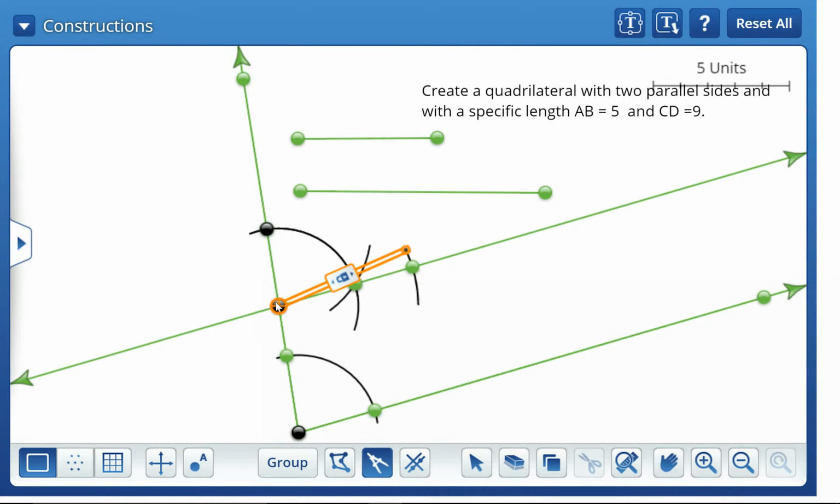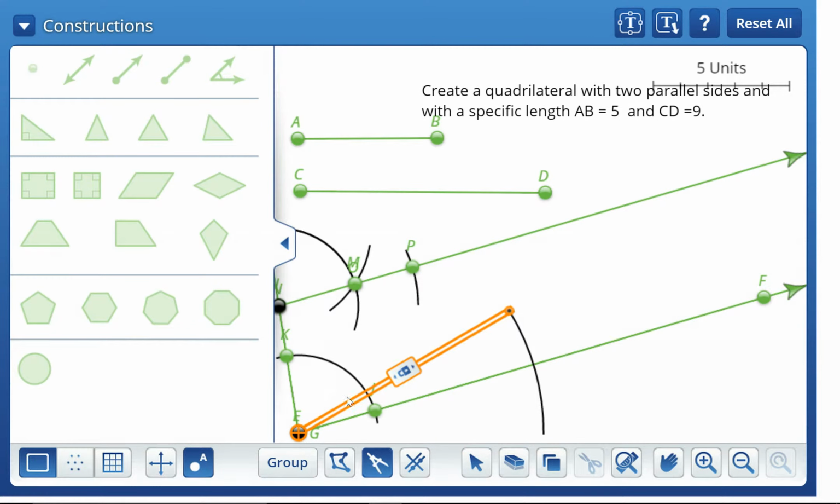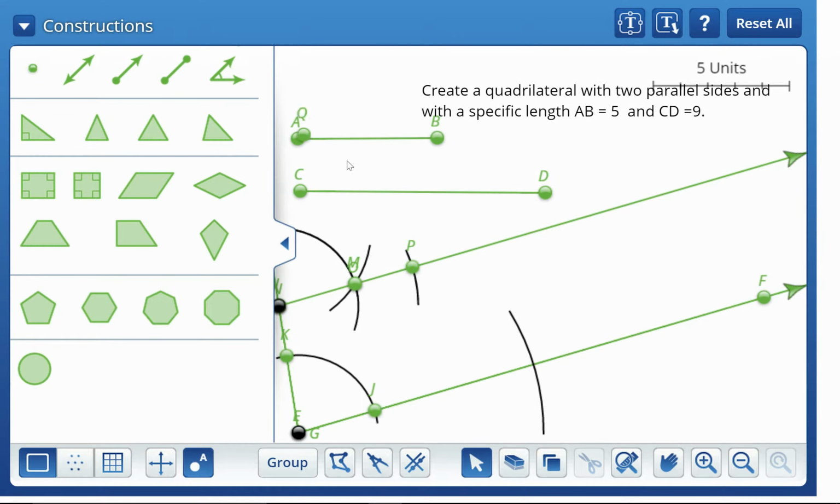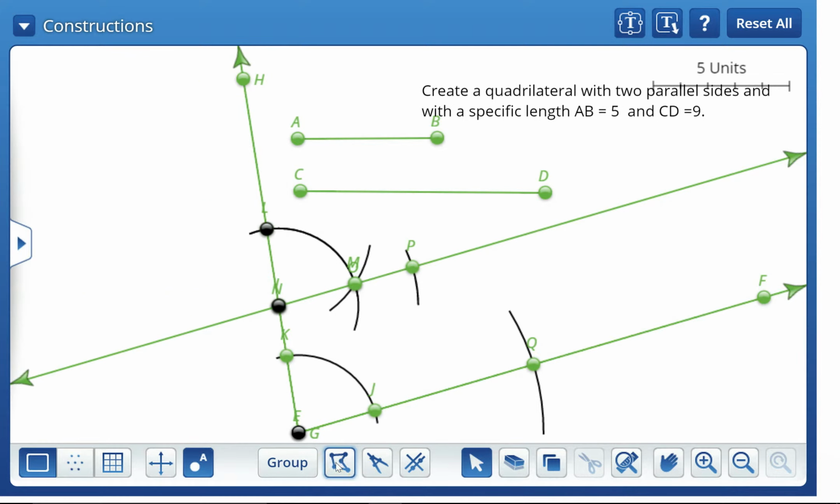We grab our compass, place it on C, and we open it to D. Close the compass, we move the compass now to E, right here at the bottom, and we create an arc. Notice that we have another point of intersection which we are going to use, and in this case it was named Q. Now we have all the points we need to create our quadrilateral, so we're going to grab the polygon tool and begin connecting dots.